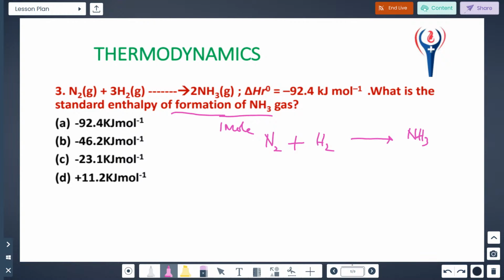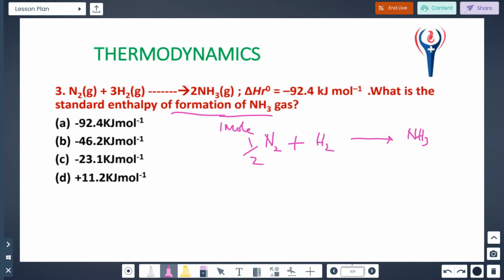Here we have to balance the equation. You should not add any numbers in front of the NH3. This is 1 mole of ammonia. For preparing 1 mole of ammonia, we should take half mole of N2. Are you following? We want to get 1 mole of ammonia, we should take half mole of N2 and what?